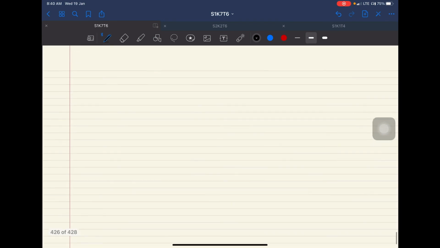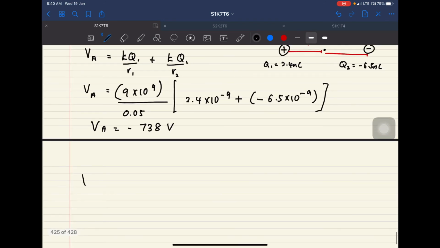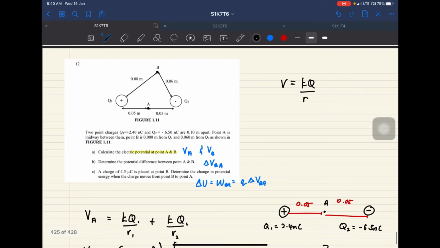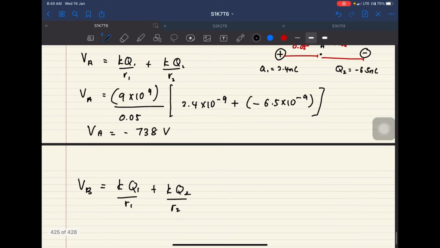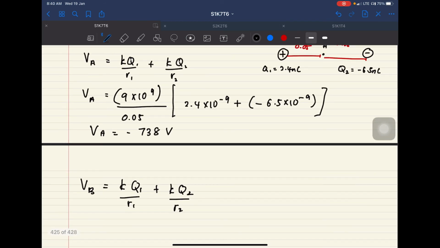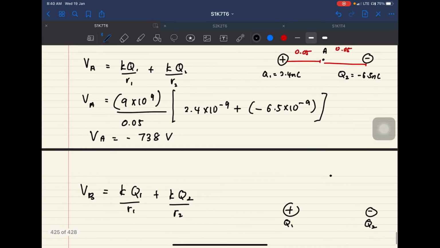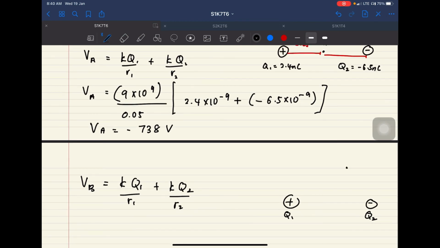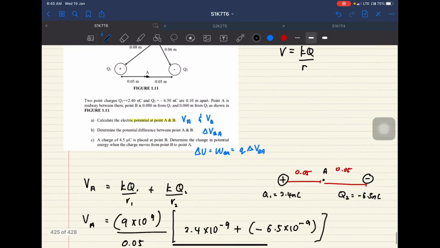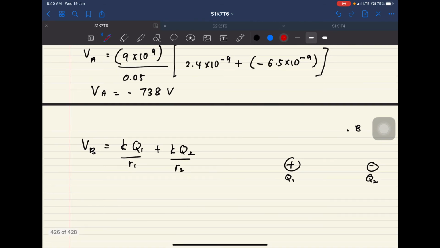Okay, VB, again you do the same thing. KQ1 over R1 plus KQ2 over R2. Now the only difference is the R, because you have that kind of position here. You just redraw it over here. So positive, negative, Q1, Q2. This is your point B, a little bit towards Q2. 0.06, 0.08. So this is 0.08.